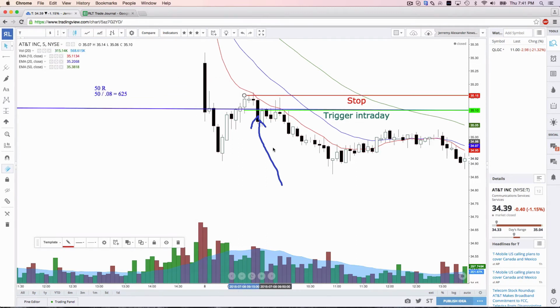Even if you moved it down to here, you would have been okay, but you got to keep it above the 10. You can see the stock did retest it again, and then failed perfectly. That's like a 2.5, 3R trade. It was a great trade overall on AT&T. Bearish, easy, simple.